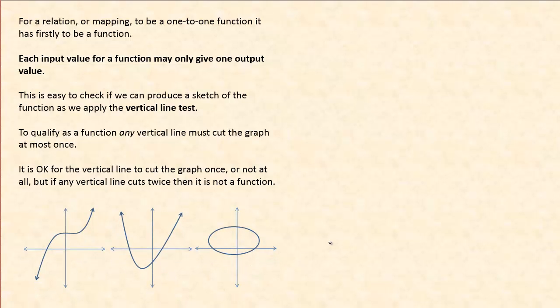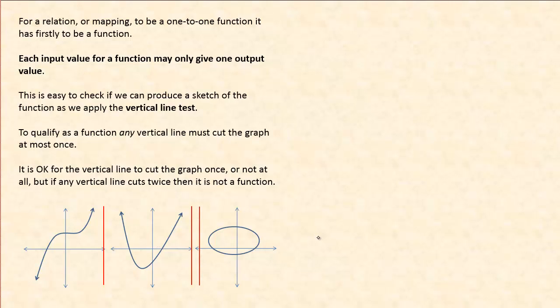So let's look at these three. Let's consider this vertical line, and let's sweep it across. You should see as it sweeps across that it cuts once. It looks like it's cutting not at all over here, but think about the continuing trend of the graph, and the same on this end. Let's look at the middle one. Sweep across, and again it cuts at most once. So both of these two are functions.